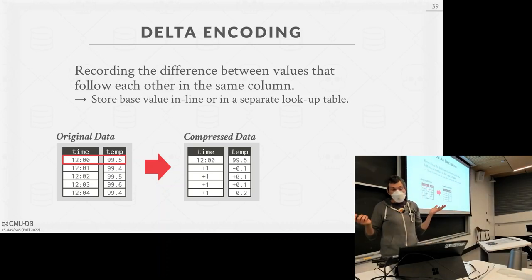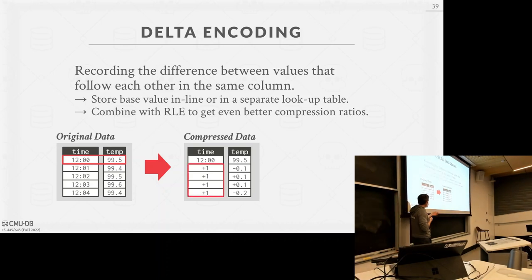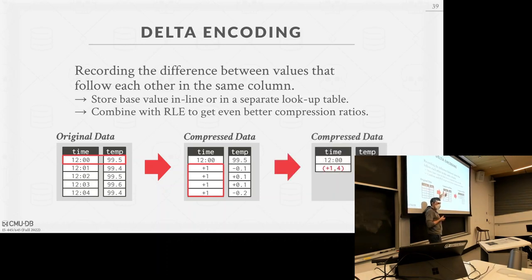So we can actually compress this even further. This is why I was saying we can reuse some of the compression schemes you've already talked about and apply them to the next compression schemes. What do we have here? Just a bunch of plus ones over and over again. So we can use run length encoding to store that as a more simplistic version. We say, here's the original time, and then we have four times after that.